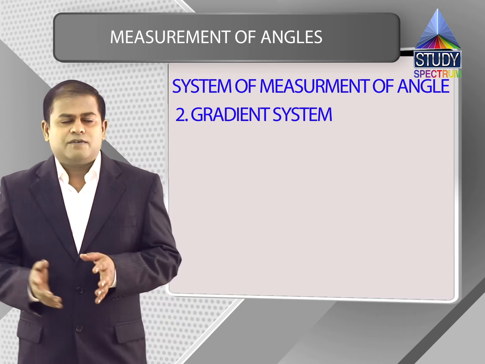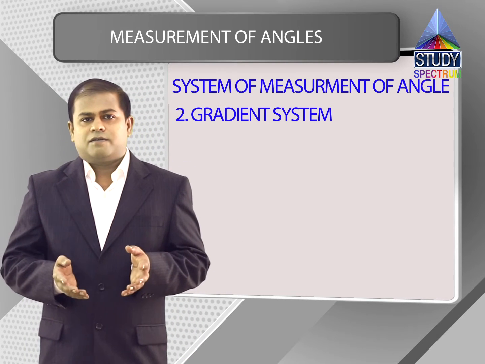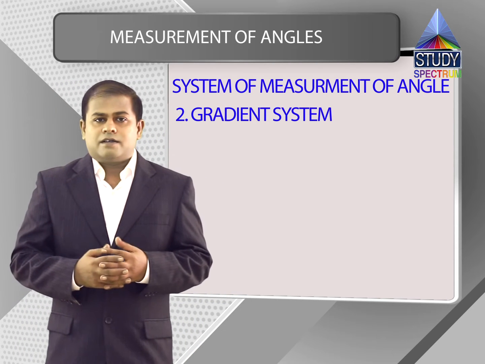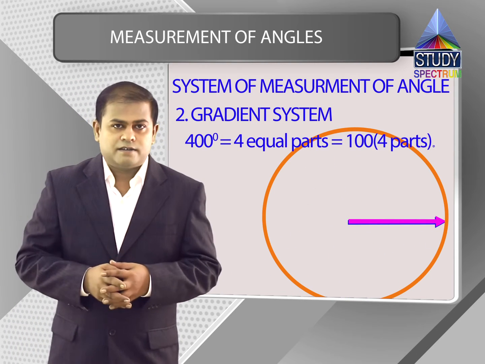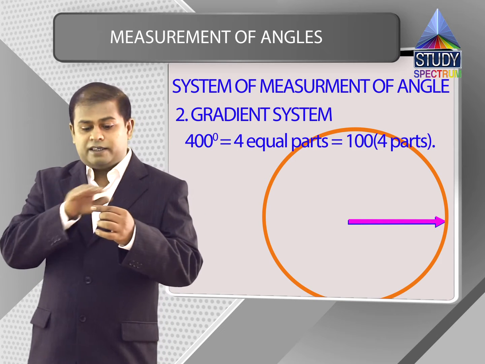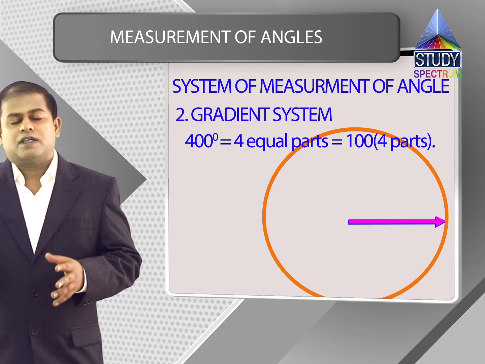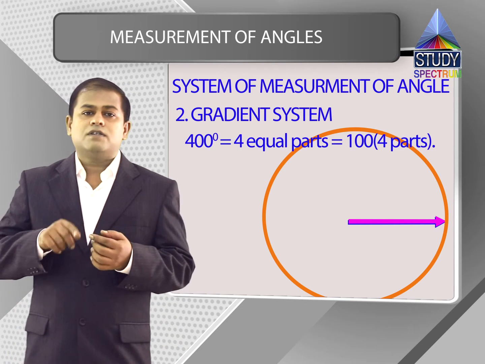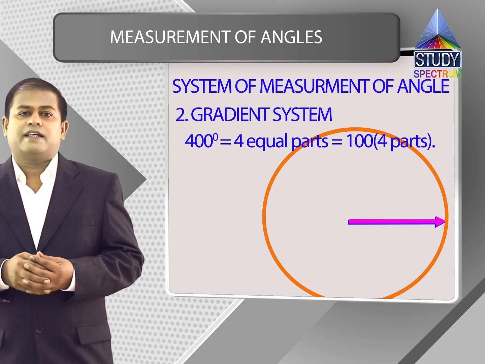What idea was behind the gradient system? Instead of using 360 degrees, which is actually considered a multiple of 6, they decided to measure this full circle angle as 400, so that it is a multiple of 100. If I divide it into 4 equal parts, one measure becomes 100. So this was the idea behind the gradient system. They considered the full circle angle as 400 and the unit they selected was the gradient.